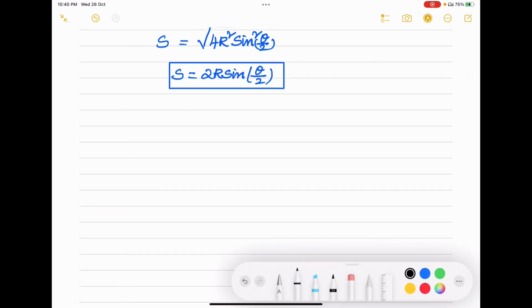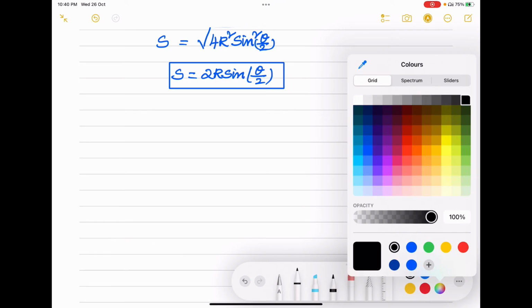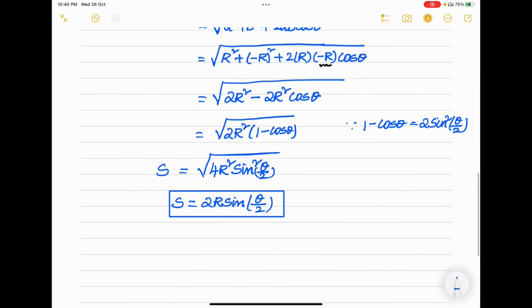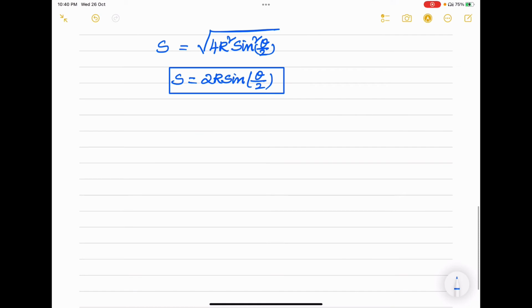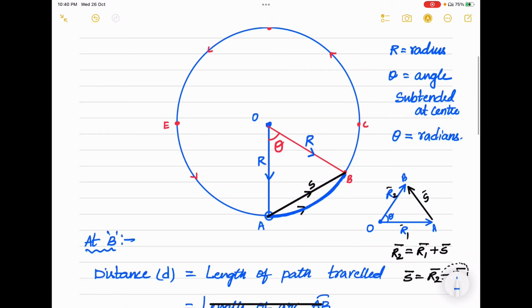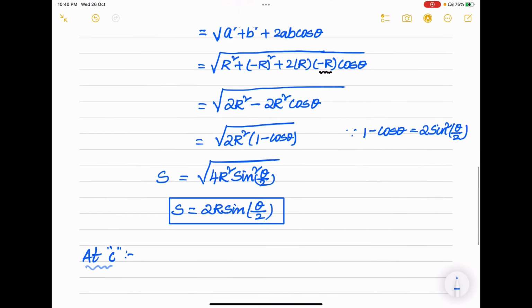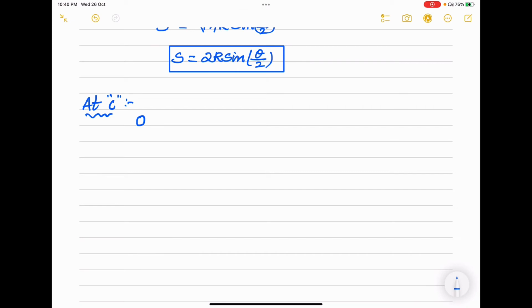So now let us see this with a well-known example, like one of the points, to check these two formulas perfectly. So at C, from the figure, if you see the point C, directly you can understand that point C stands at an angle of 90 degrees. So directly I can say the angle subtended at the center theta is equal to 90 degrees, and that is equal to pi by 2 radians.